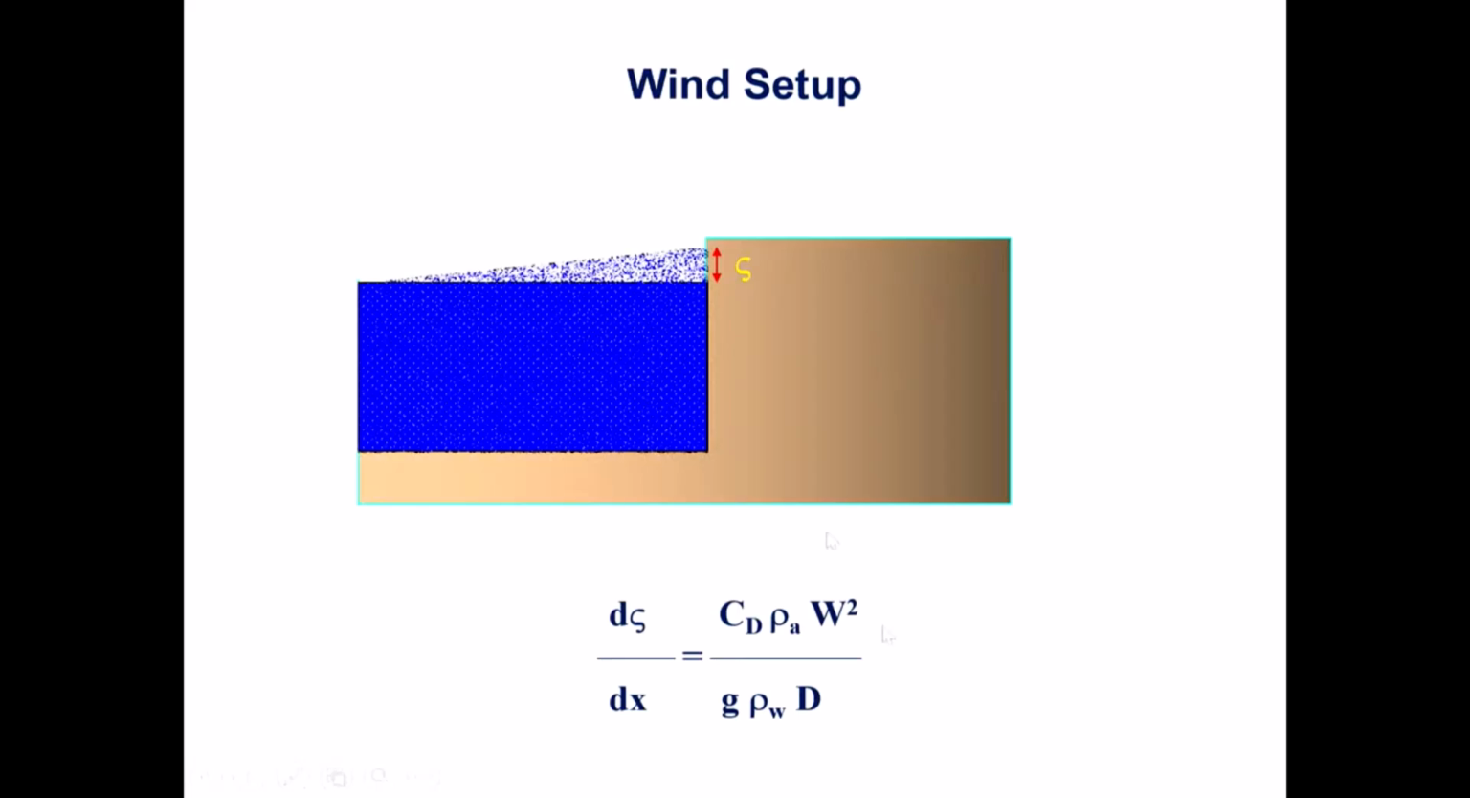This small equation tells you how zeta is calculated. W is the wind speed, Cd is the drag coefficient, rho is the air density, and the water density and acceleration due to gravity are also included. Dx is the length of the coast. So if the wind speed is more, then the wind setup will also be more near the coast.